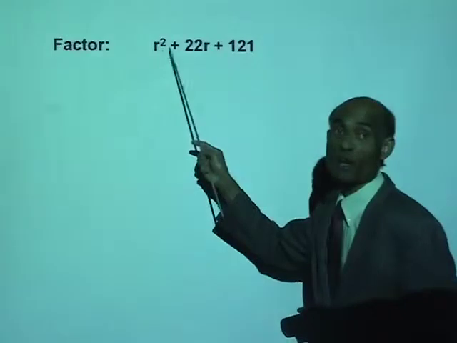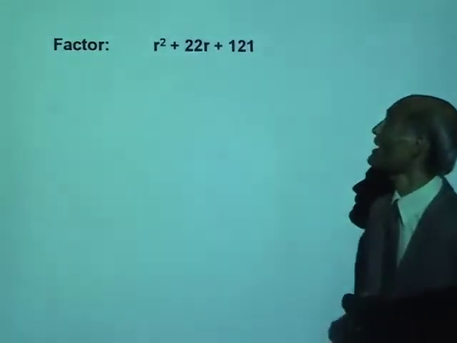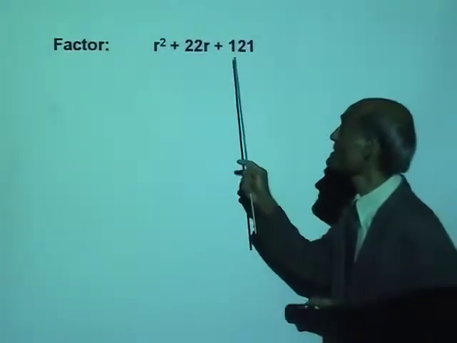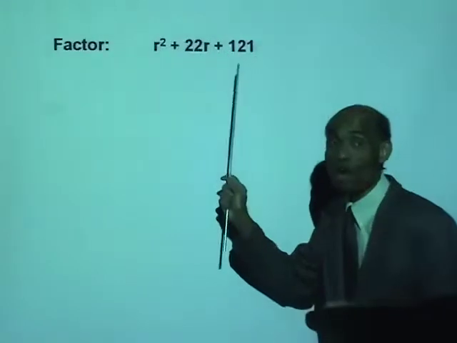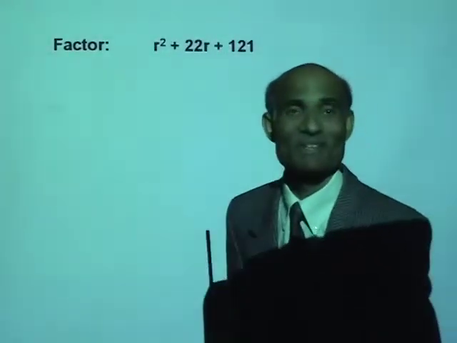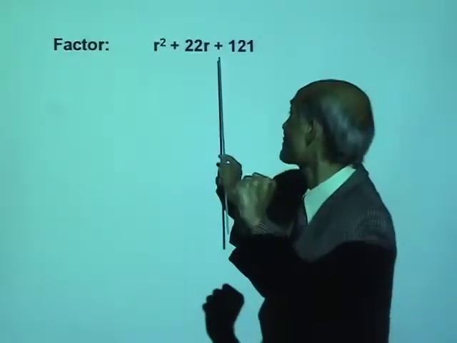Factor r squared plus 22r plus 121. Well, you notice that the last term is positive, the middle term also is positive. So what can you say about the factors of the last term?